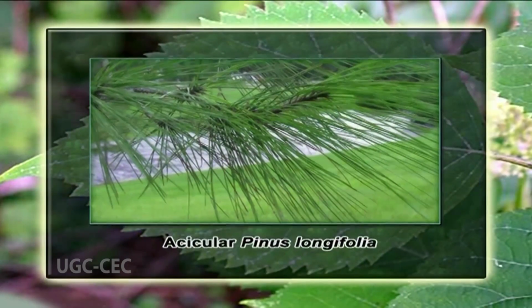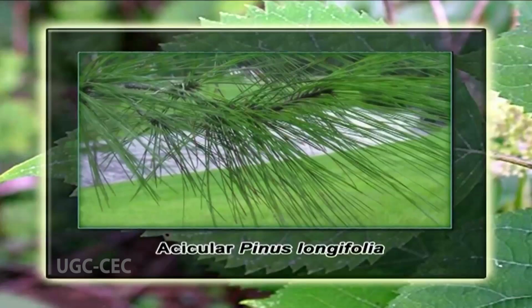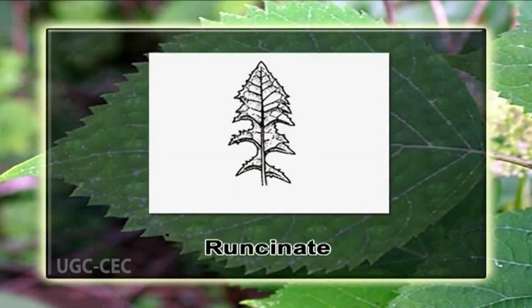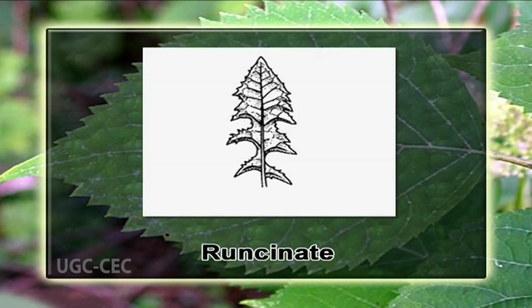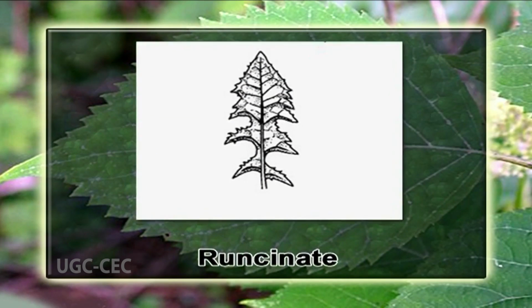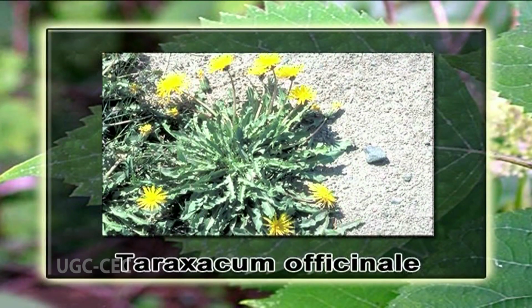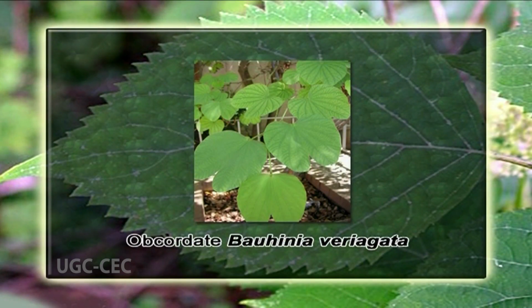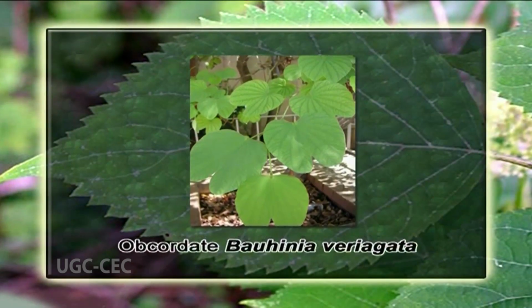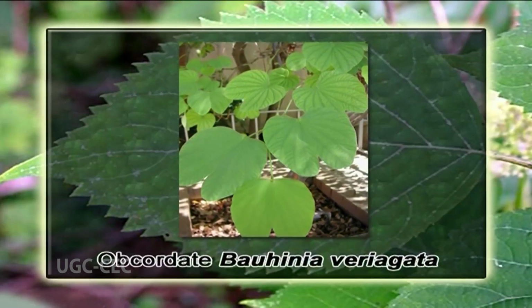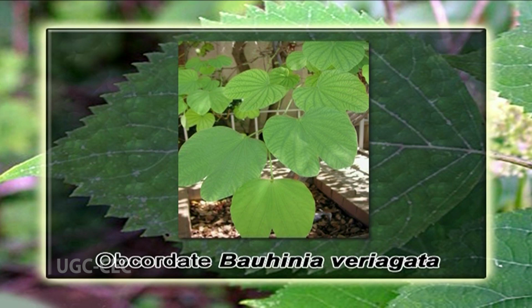Acicular, long, narrow and straight like a needle. For example, in Pinus longifolia. Runcinate, these are coarsely serrate to sharply incised with the teeth pointing towards the base. For example, Taraxacum officinale. Obcordate, reversed cordate, that is, the base is rounded or cuneate but deeply notched at the tip. For example, Bauhinia variegata.